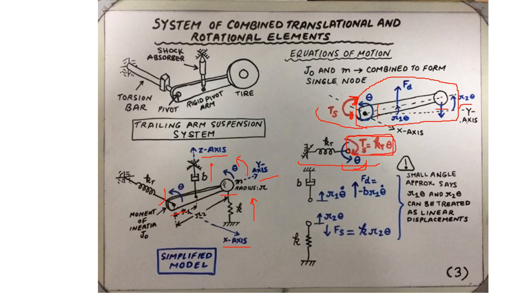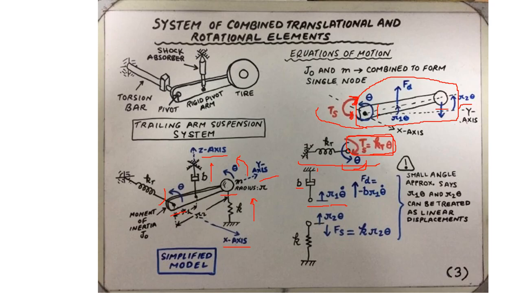Similarly, we can draw the free body diagram of the translational damper, whose damping coefficient is B. One end of the translational damper is fixed. There is no motion. The other end has some motion, which is basically a rotational motion, but with the help of small angular approximation, we can approximate it as linear motion. This is going to be R1 times theta dot.